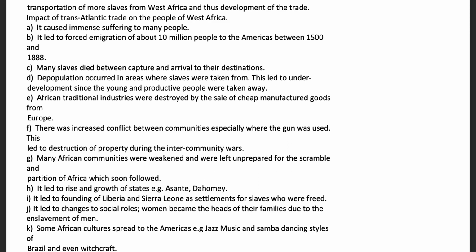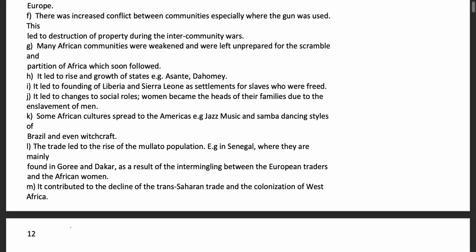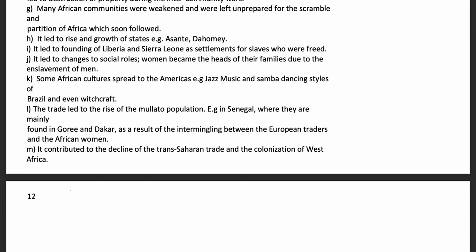D. Depopulation occurred in areas where slaves were taken from. This hindered development since the young and productive people were taken away. E. African traditional industries were destroyed by the sale of cheap manufactured goods from Europe. F. There was increased conflict between communities, especially where the gun was used. This led to destruction of property during the inter-community wars. G. Many African communities were weakened and were left unprepared for the scramble and partition of Africa which soon followed.